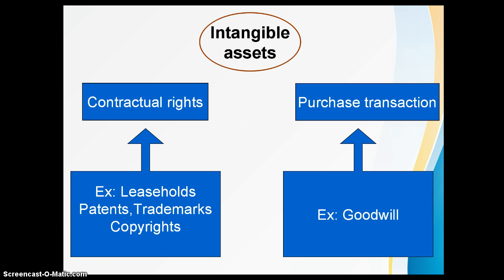Usually, intangible assets will come from two sources. First of all, the intangible assets may arise from contractual rights, for example, leasehold improvements, patents, trademarks, or copyrights. The other source is that the intangible assets may be made from a purchase transaction, for example, goodwill.